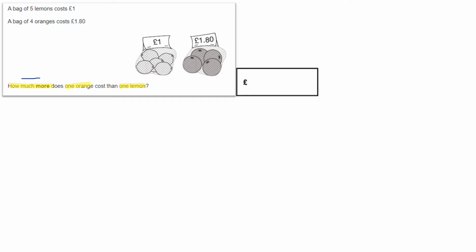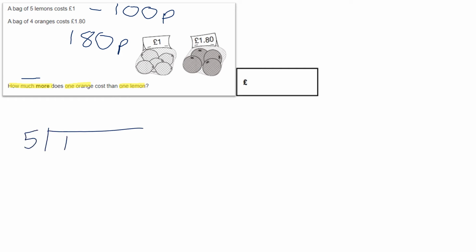Lovely. So a bag of 5 lemons costs £1. A bag of 4 oranges costs £1.80. Just to help, a bag of 5 lemons costs £1 or 100 pence, and a bag of 4 oranges costs £1.80 or 180p. It might just come in handy. Well, you've got £1 and you have to share that out equally between 5 lemons in order to find out how much 1 lemon costs. So I'll show you both ways, if you were doing £1 or if you were doing 100 pence.